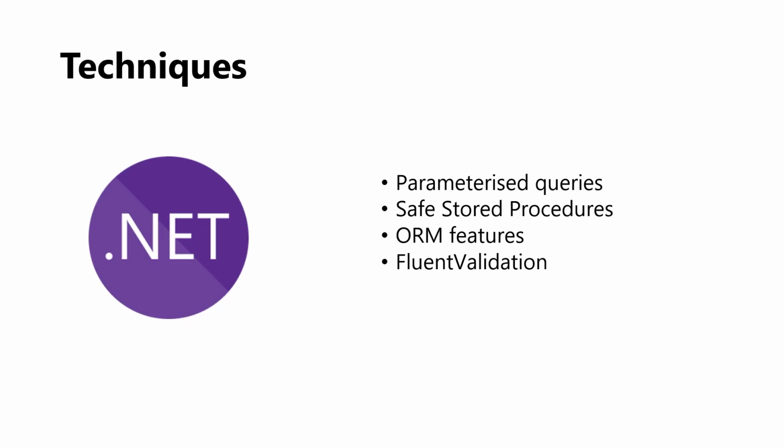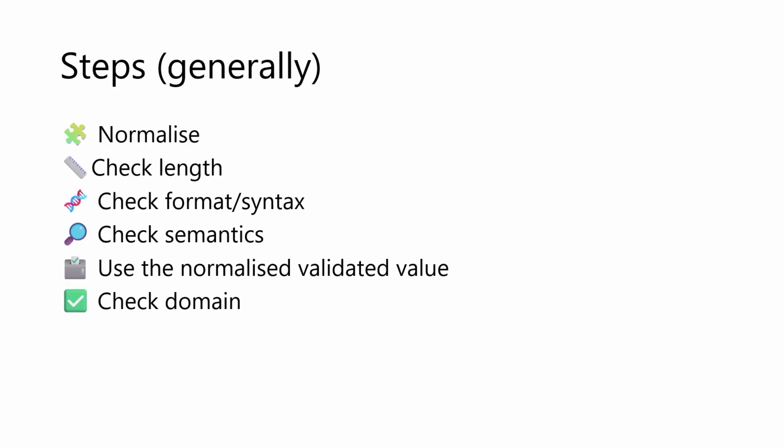So here are the generic steps you need to take to validate input. Normalize, check for length, check for syntax, and then check semantics. This is context or domain-related information. And of course, use the normalized and validated value in your app.